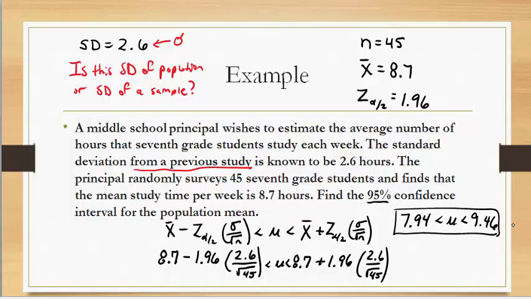Now, the other thing here is that you want to be sure that you understand what you've found. Remember that the mean of our sample was 8.7, the mean of those 45 students. So we're now saying that the mean of all students is between 7.94 and 9.46. So we're using this 8.7 to make an estimate about what happens with the population.